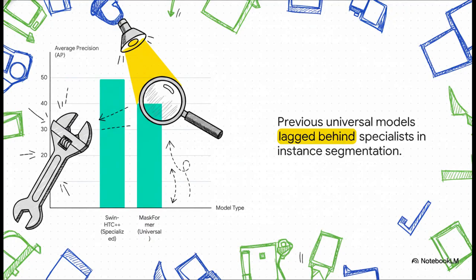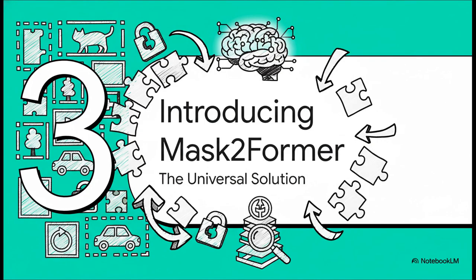Well, here's the problem in a nutshell. Past attempts at these universal models, they were flexible, but they just couldn't keep up with the specialists. Just look at the chart. On a really tough task like instance segmentation, the best universal model out there was lagging way behind the specialized one. It was a classic jack-of-all-trades, master-of-none situation. That is, until now. It's time to introduce the hero of our story, the thing that finally cracked the code, Mask2Former.